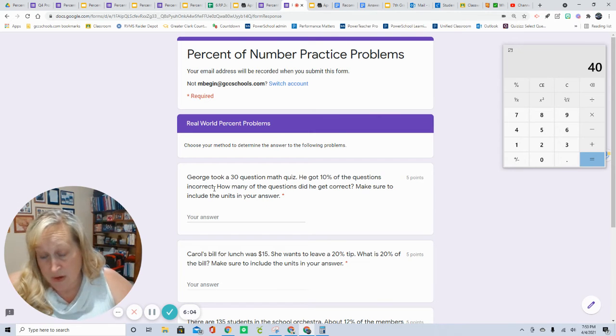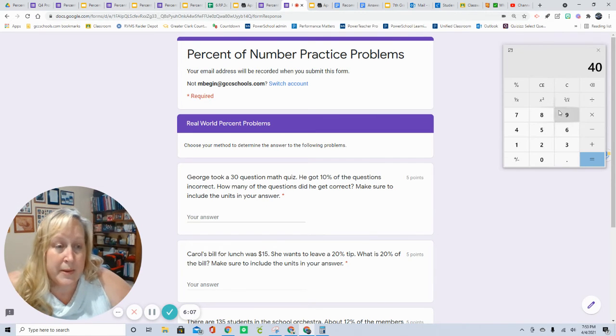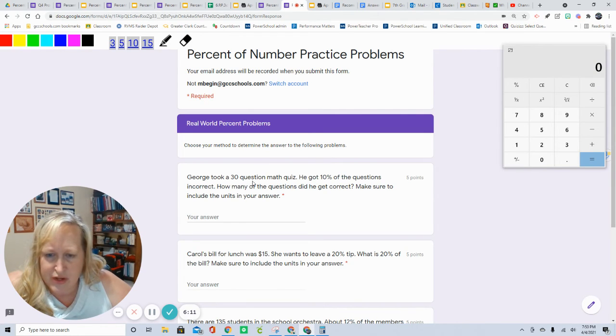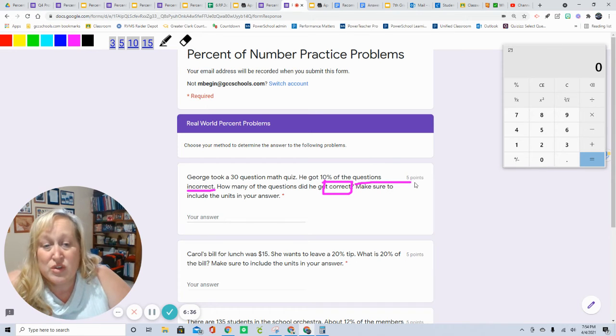Oh, this one looks a little different. I'm going to have to think about these. I've got some numbers. I'm going to read it. It says, George took a 30-question math quiz. He got 10% of the questions incorrect. How many questions did he get correct? Make sure to include the units in your answer. Oh, that one's a tricky one. Why is it tricky? Because the two things don't match. He got 10% of the questions incorrect, but it's asking how many he got correct. So the percent that he got correct is 90%.